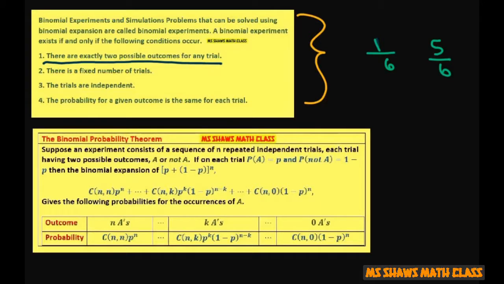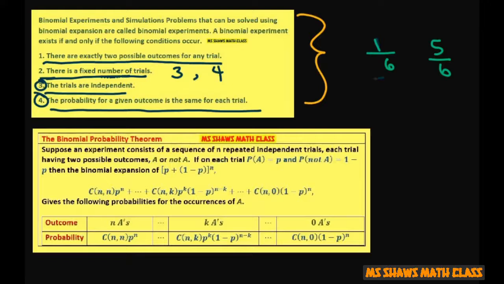There's a fixed number of trials. So we did our fixed number of trials. We did 3 trials. And the second time we did 4. The trials are independent. That means one doesn't depend on the other. That means we're not replacing anything like we do with marbles and stuff. And the probability for each given outcome is the same for each trial. These two kind of go together. So we're either going to get the 6 or the non-6.